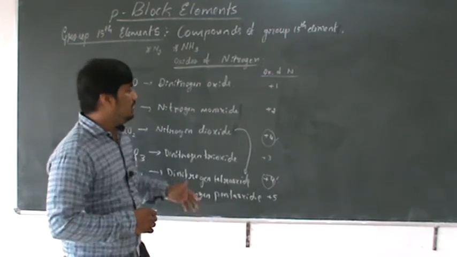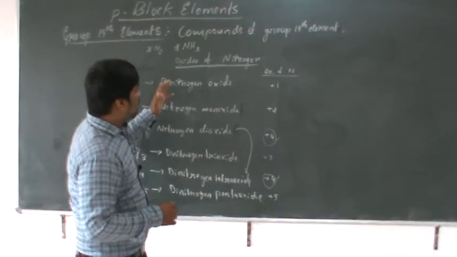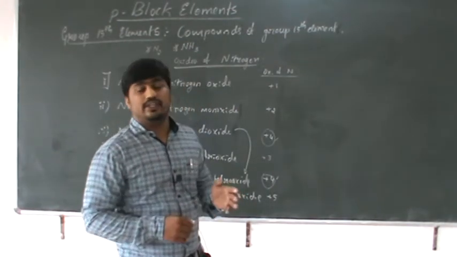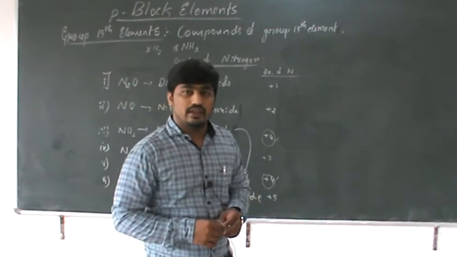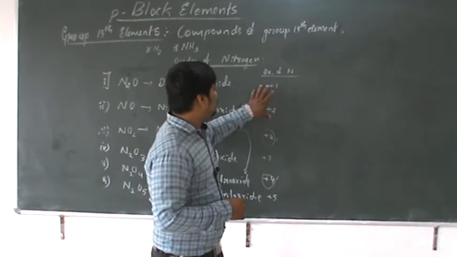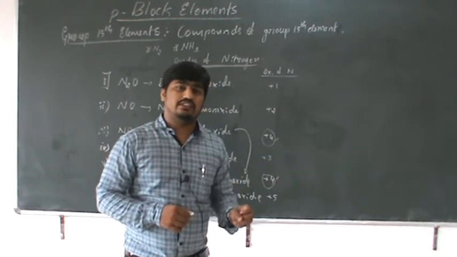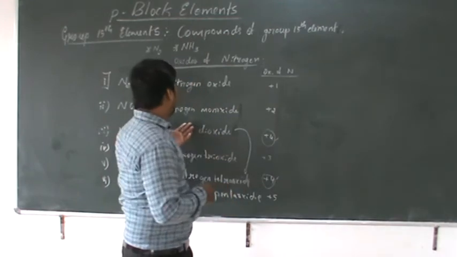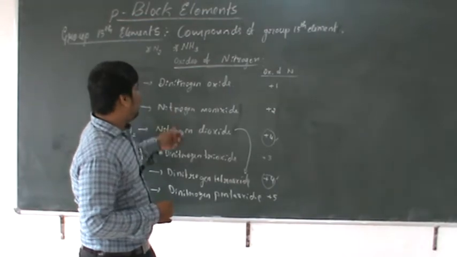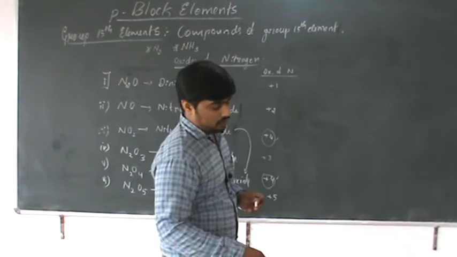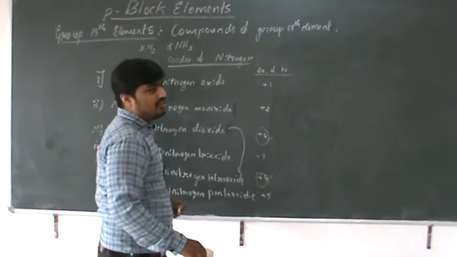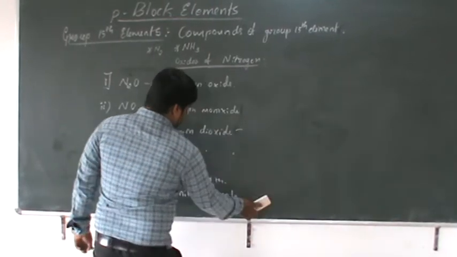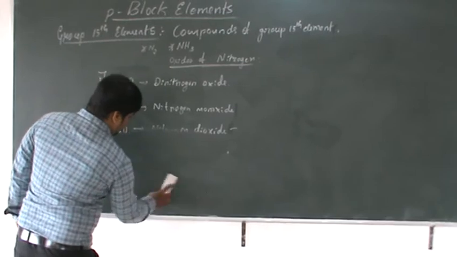Acidity increases. Nitrogen monoxide shows a very low oxidation state. Therefore, the acidity of this compound is very poor or negligible, nearly equal to neutrality. Therefore, these are neutral compounds. Mainly dinitrogen oxide is a neutral compound, similar to carbon monoxide. Carbon monoxide is also a neutral compound. Carbon dioxide is acidic.